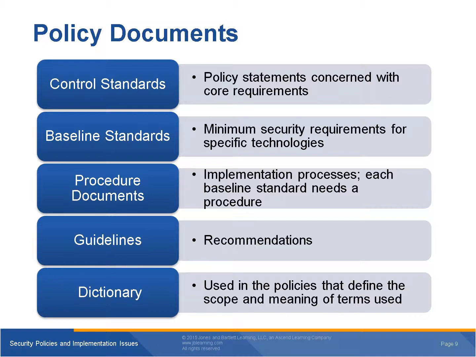Different organizations use different terms. Some people refer to control standards as core policy statements. Baseline standard is also called a technology minimum security baseline, or MSB. The key point is that policy documents make a distinction between core policy requirements and requirements unique to technology. For example, a core requirement may be change passwords every 30 days. You may have 2 different baseline documents describing how to configure Microsoft and Unix servers to achieve the core requirement.